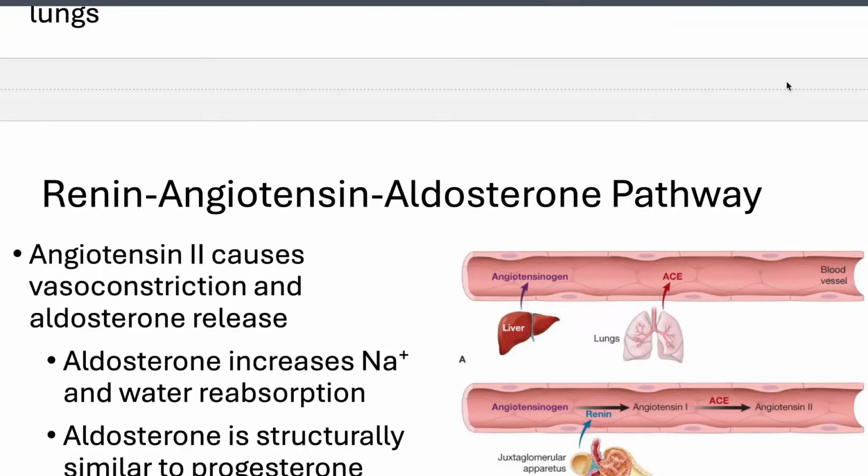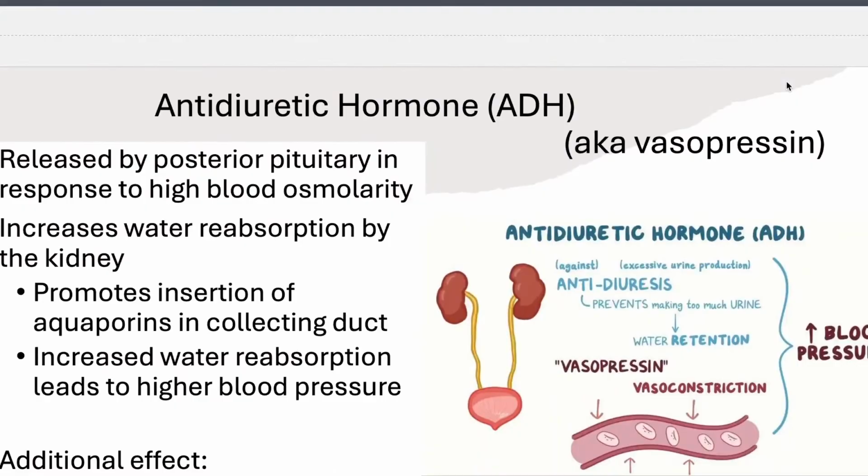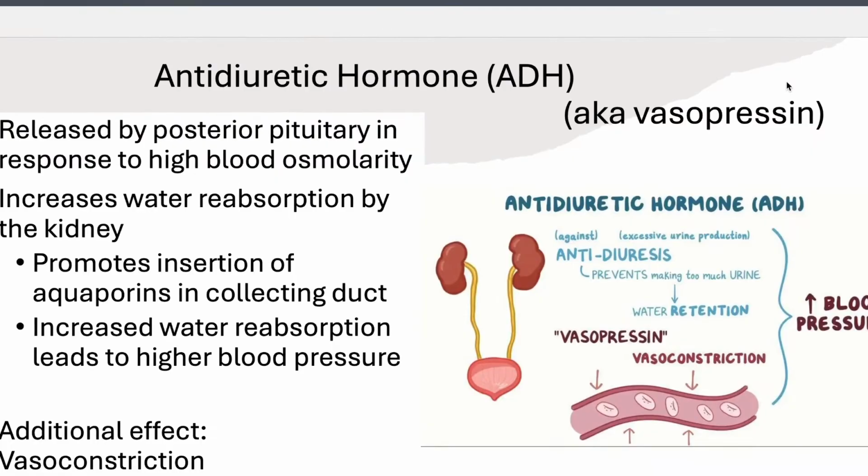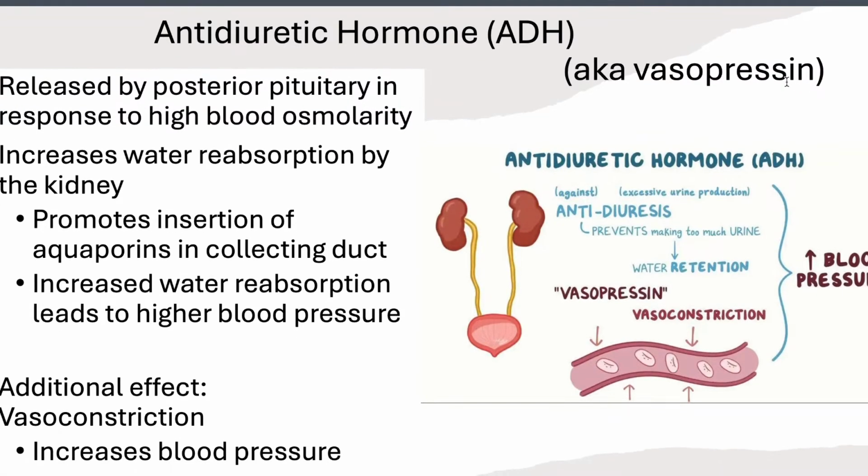All right. So the antidiuretic hormone is released by the posterior pituitary in response to high blood osmolarity. It increases water reabsorption and promotes insertion of aquaporins in the collecting duct. So I'm going to write that in my notes of collecting duct hormones. ADH, more aquaporins. Reabsorbed water leads to higher blood pressure.